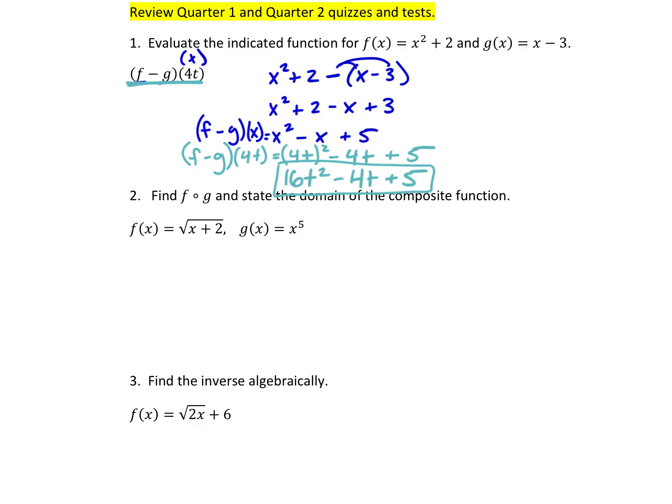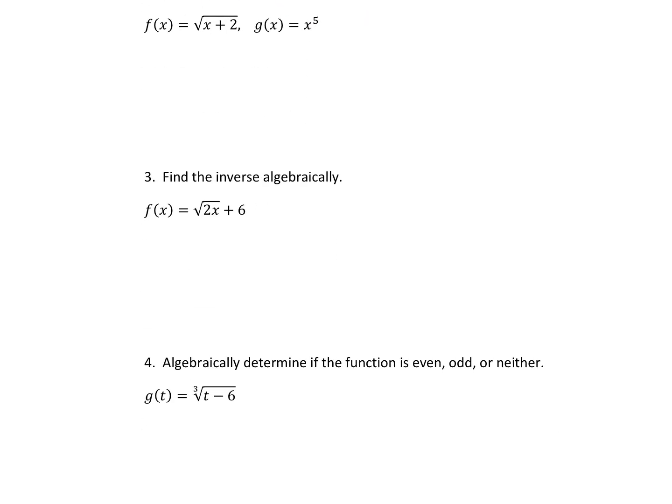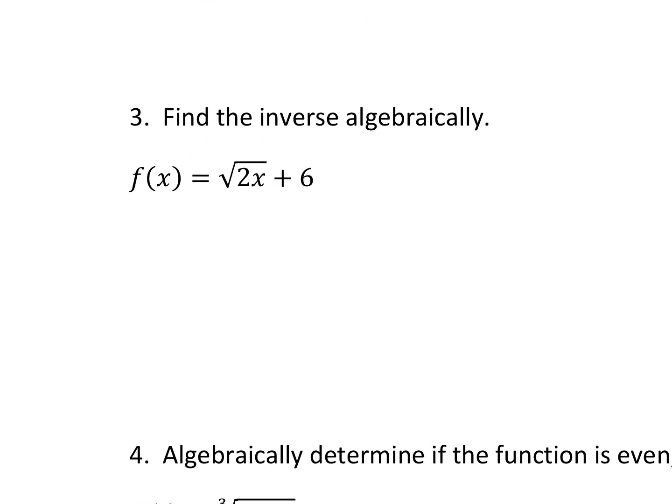You won't have any domain questions for composite functions, so I'm going to skip number 2. Let's look at number 3. When we find the inverse, we want to switch the x and y and then solve for y. So f of x becomes x and x becomes y. We want to undo everything on the right side of our equation to get y all by itself. What should we do first? Subtract 6. We have x minus 6 equals the square root of 2y. Then what should we do? Square both sides, so it'll cancel out with the square root.